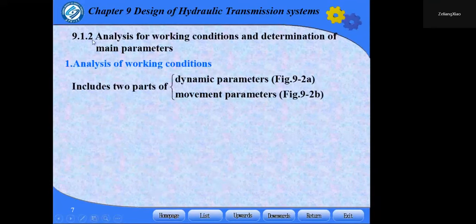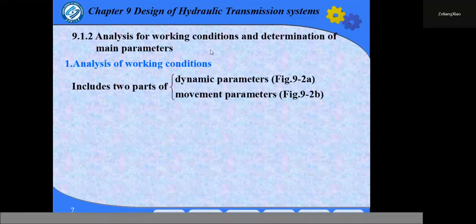9.1.2, analysis for working conditions and the function of the working system.